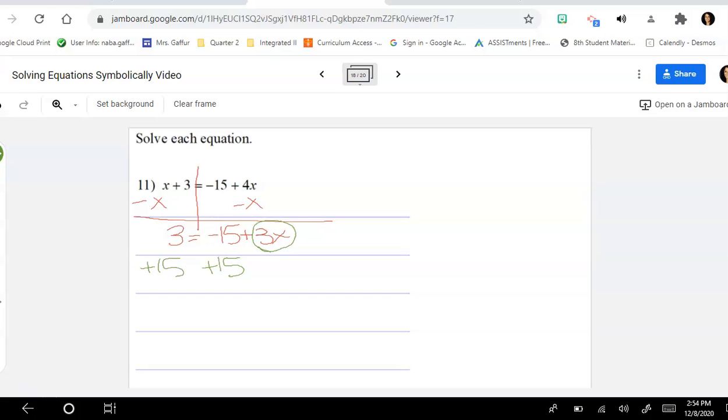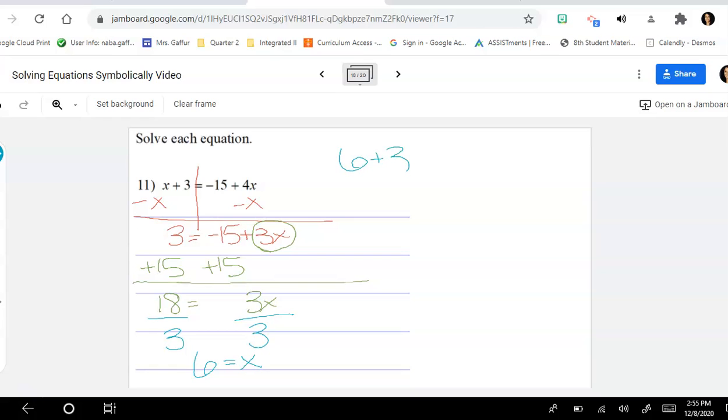Again, this is just the basic two-step process. So 3 plus 15 is 18 equals a negative 15 and a positive 15 make nothing, and I bring down the 3x. Lastly, if I have 3 x's, I want to divide by 3 because this is multiplication, and the opposite of multiplication is division. 6 equals x. And now I check it.